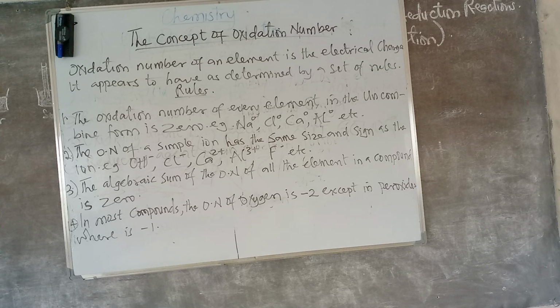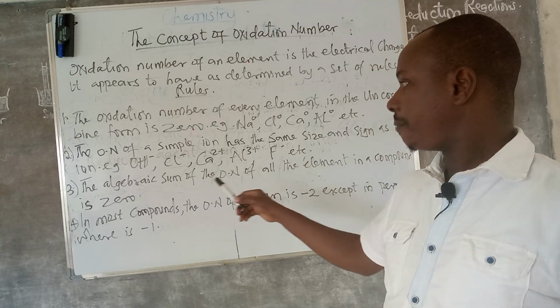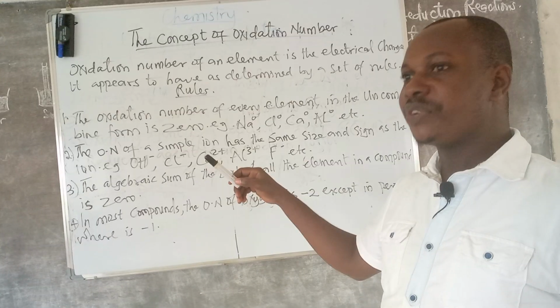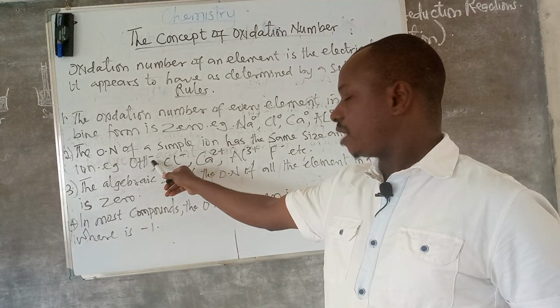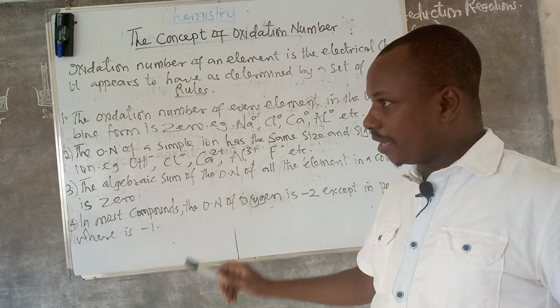Rule 2: The oxidation number of a simple ion has the same size and sign as the ion. As you can see from the example there, for hydroxide ion the oxidation number is -1, chlorine is -1, calcium is +2, and so on. Mind you, the oxidation number is always written on top, especially when the element is involved. But when you are writing them ordinarily, you write them down.